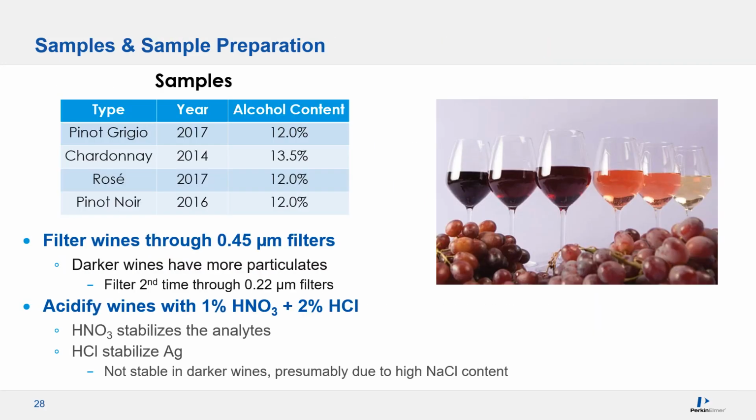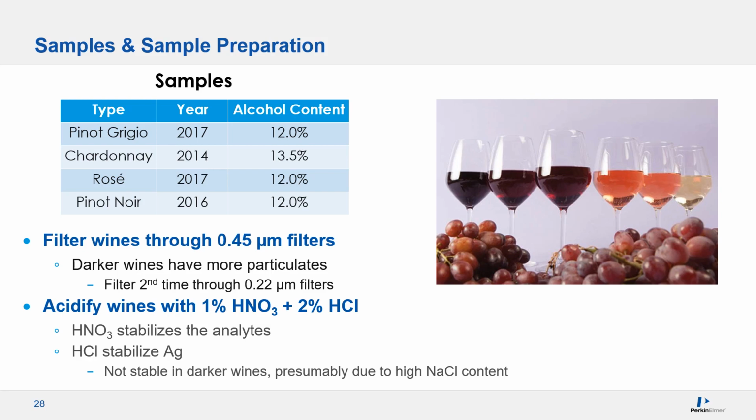Okay, so let's talk about the samples and the sample preparation. We looked at 4 different wines, a Pinot Grigio, a Chardonnay, a Rosé, and a Pinot Noir, and they had alcohol content of about 12%, with the Chardonnay being up around 13.5%. We got these right off the bottles.